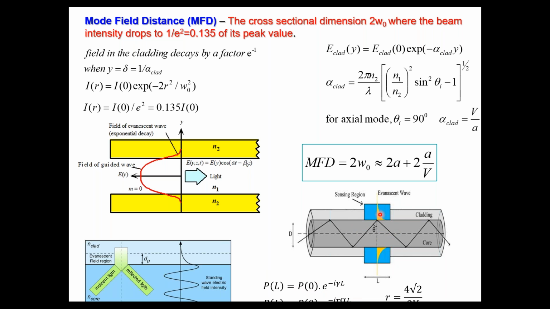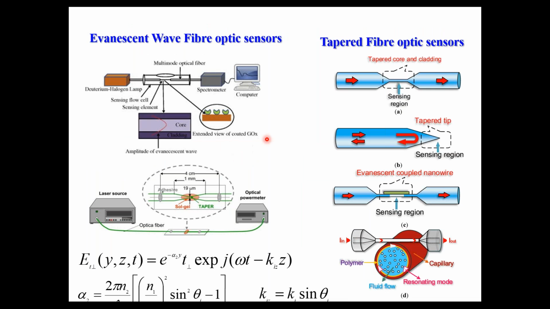So by allowing this external medium to directly interact with the power that is being propagated through the fiber, it is a very good method to sense different chemical species. These are some of the examples of evanescent wave fiber optic sensors.